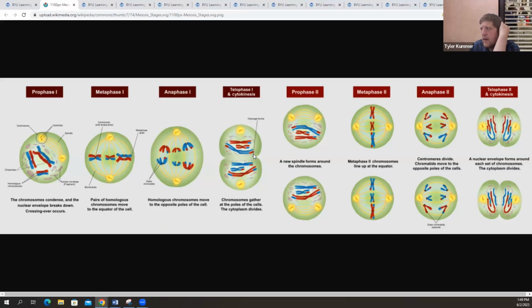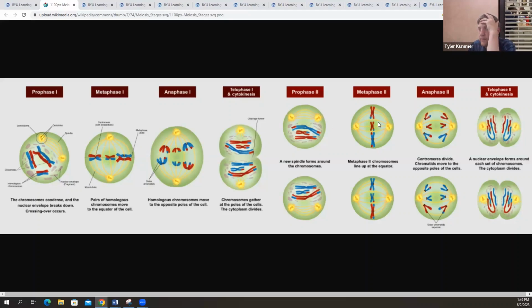Okay. Then it's going to go through the process again, but this time it can't line up in homologous pairs because now the homologous pairs are in 2 separate cells. So those chromosomes are going to line up along the equator of the cell, this time end to end rather than side by side like we see here. And this time we're going to separate the sister chromatids. So here we separated the homologous pairs that are copied.